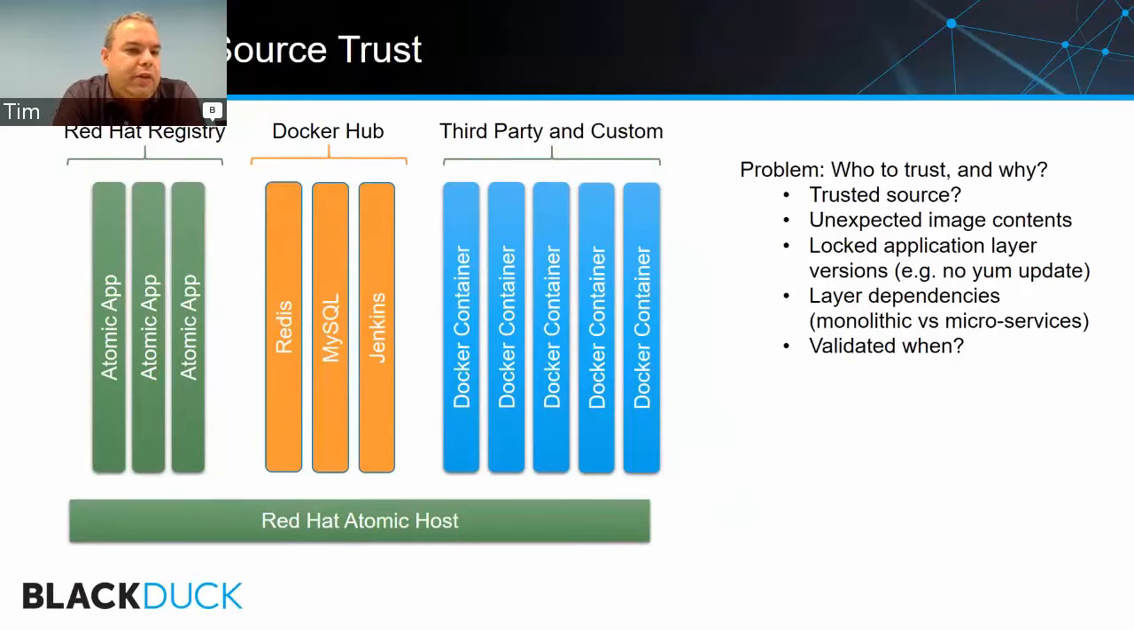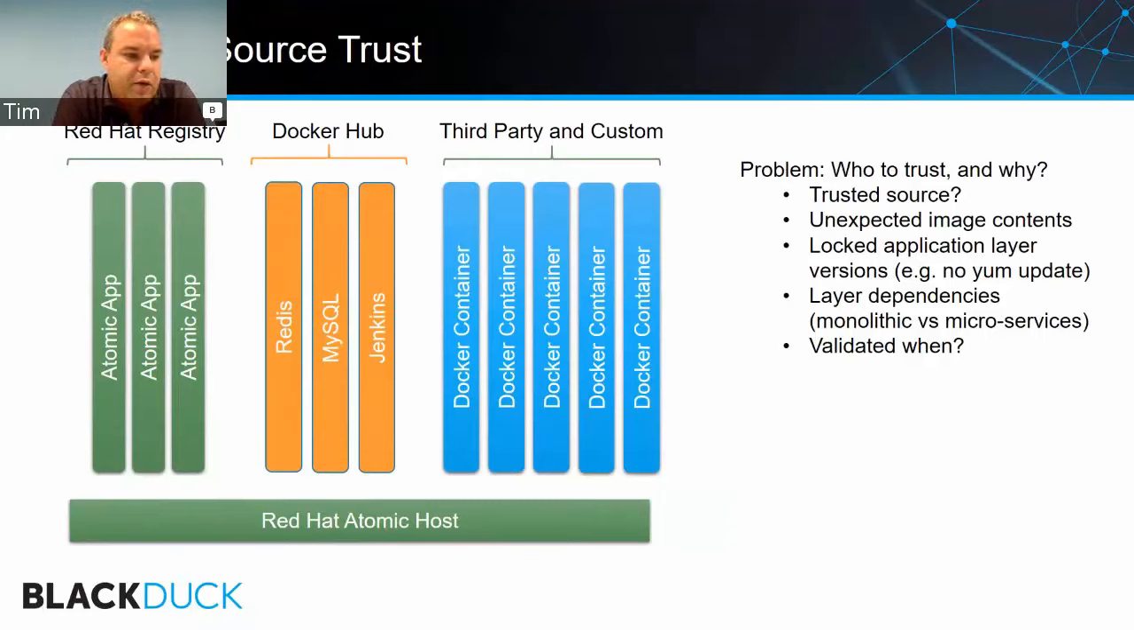So Red Hat curates its own registry, and there are valued containers there. You can also create some with Atomic App. Those will also be present within the registry. You can create your own private registry. You can pull things down from Docker Hub or Docker Cloud. And you can consume containers that come from somebody else.